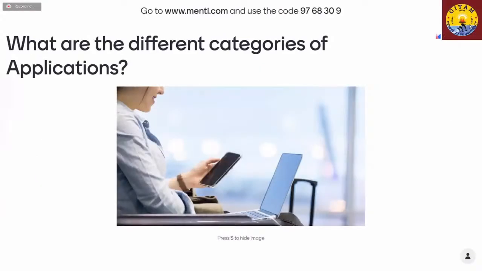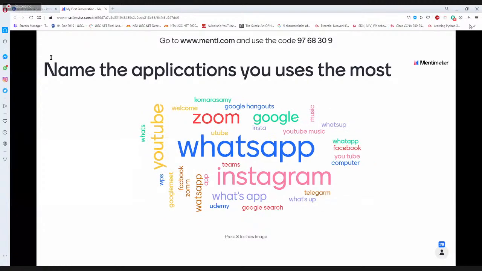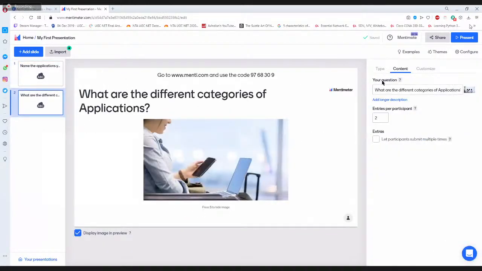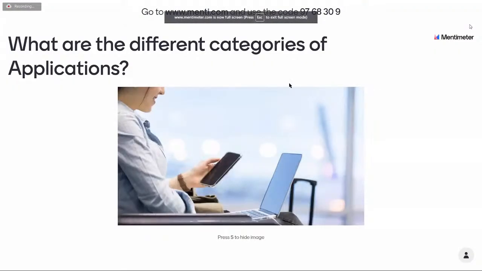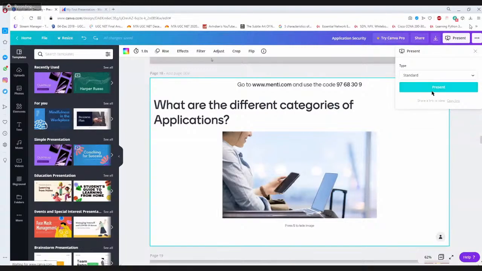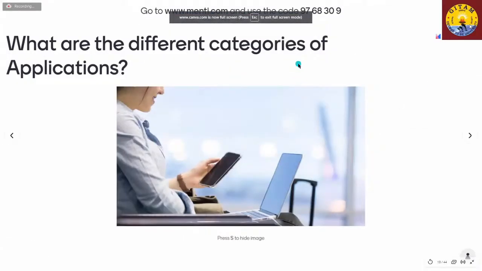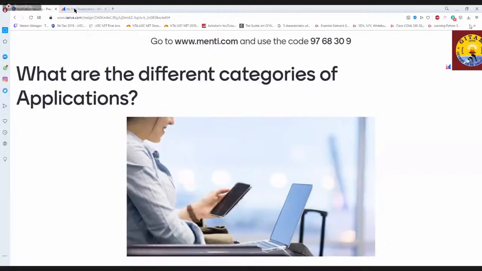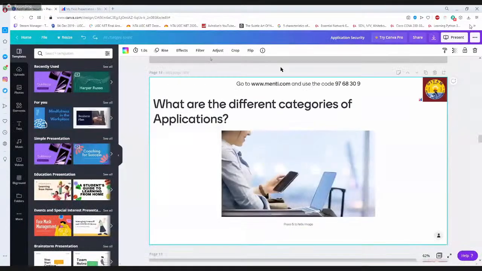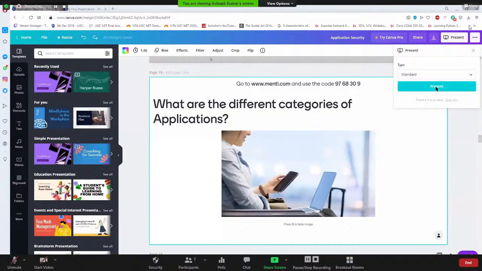So here's a question for you once again before moving to the next slide. I hope you are seeing my slides as well, right? This was the answer given for the previous question. So I request all of you to once again go to this site called menti.com, write down the same code 9768309. And the question is this: what are, in your opinion, different categories of applications? So I hope all of you are there in this menti.com, right?